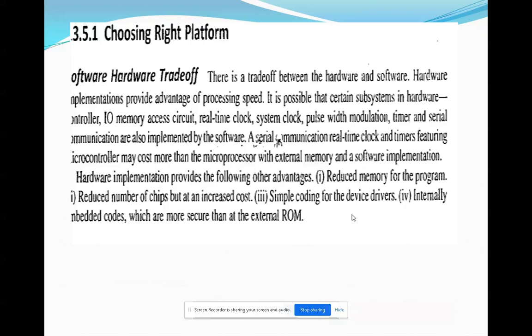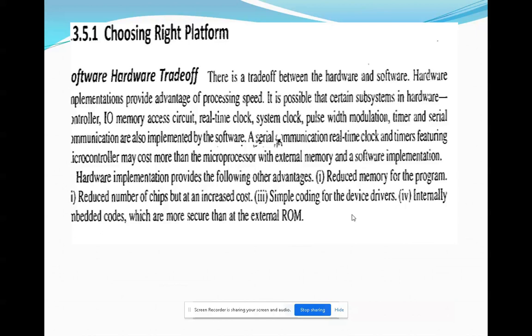Okay, only after selecting that, you have to do the hardware and software implementation based on the advantages you are facing in software as well as hardware. Okay, so on selecting a few blocks from the hardware and a few blocks from the software, after that only you are going to implement the complete system.